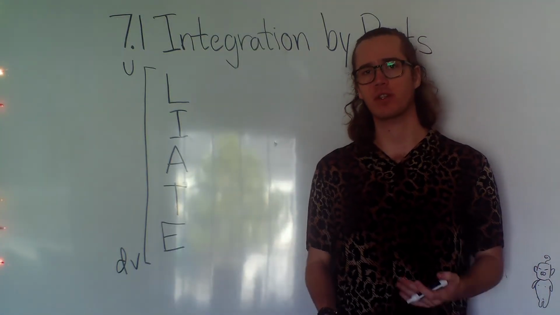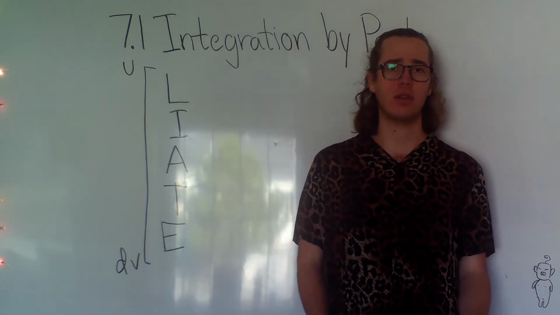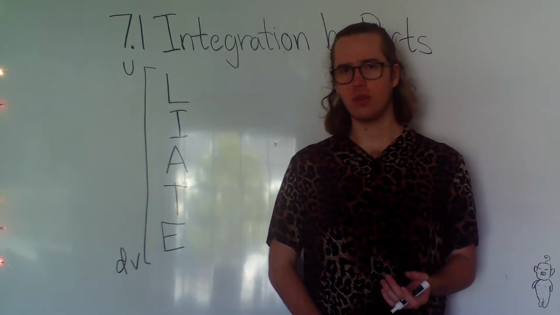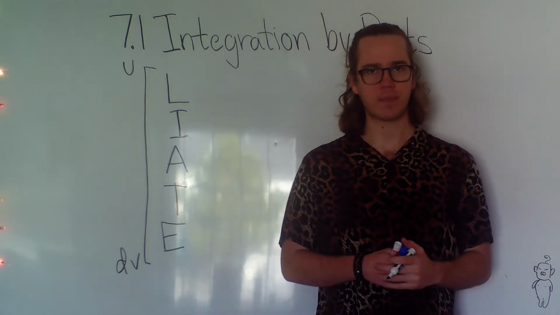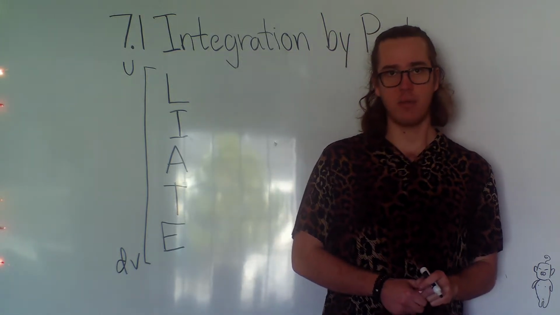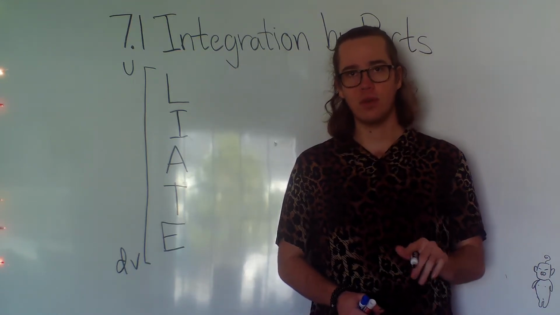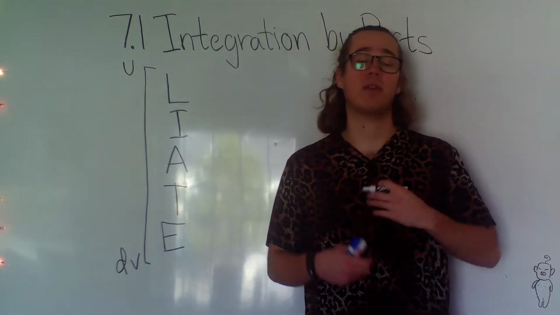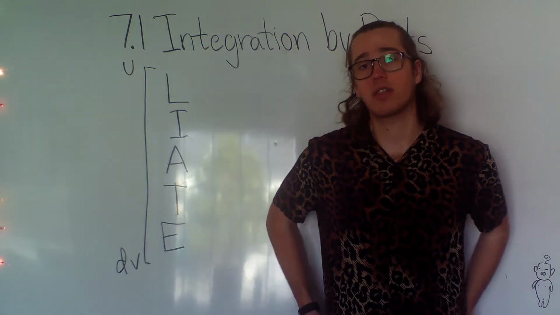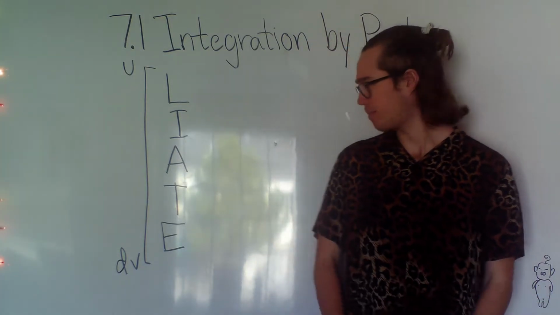So now it brings up the question, how do we even know what our u's and our dv's should be in the first place? Well, I had mentioned earlier that we want our u's to go away if possible, and we want our dv's to be very easy to integrate. We want our u's to go away because when we take derivatives of u, it slowly gets smaller and smaller, maybe if we had a polynomial or something. And then we want something that's easy to integrate for dv because we have to find its antiderivative.